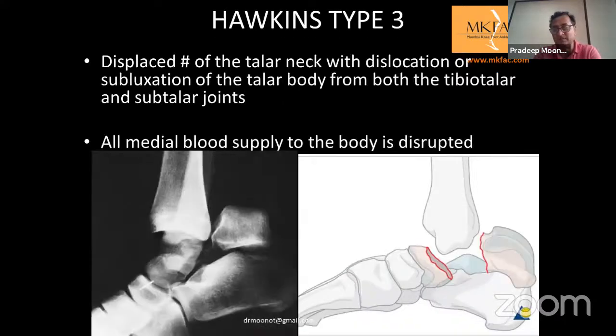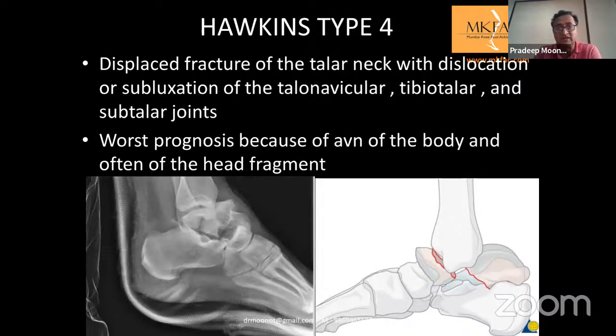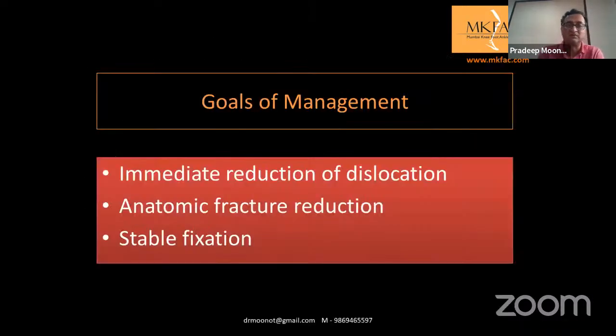Type 3 is displacement of the fracture with dislocation or subluxation of the talar body from both the ankle and the subtalar joint, and usually the blood supplies are disrupted. The fourth type, which was added later, has dislocation even at the talonavicular joint. This is the worst prognosis, because usually it's 100% avascular necrosis of the talar neck.